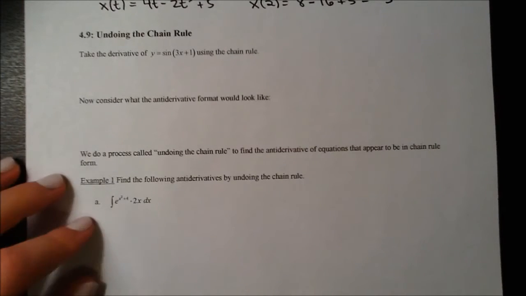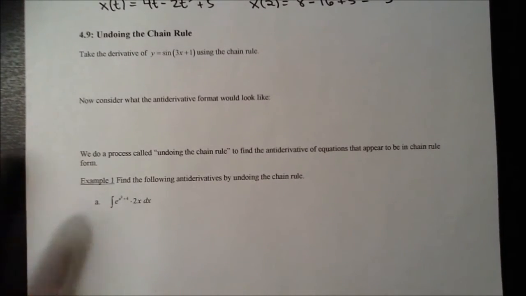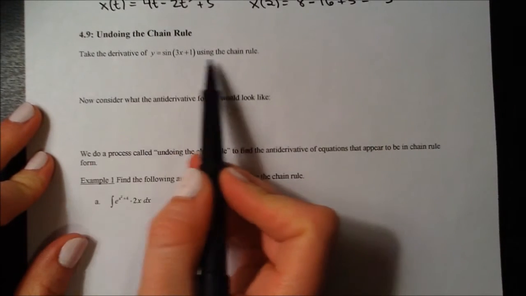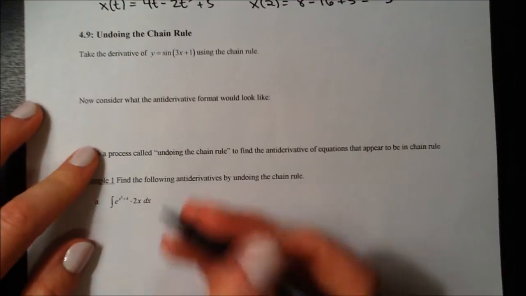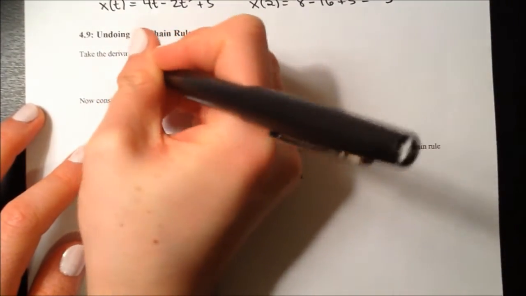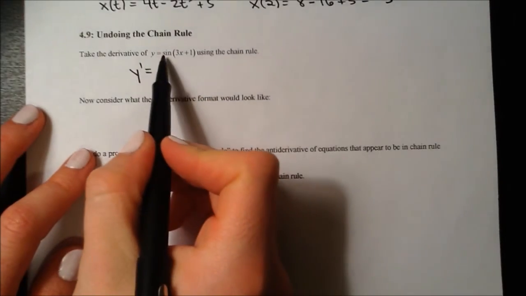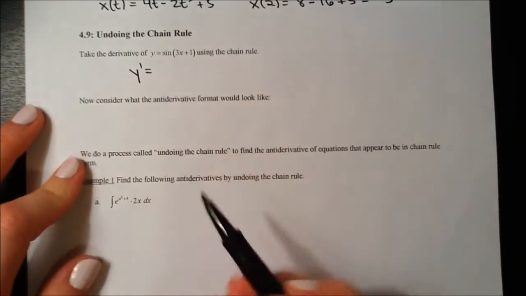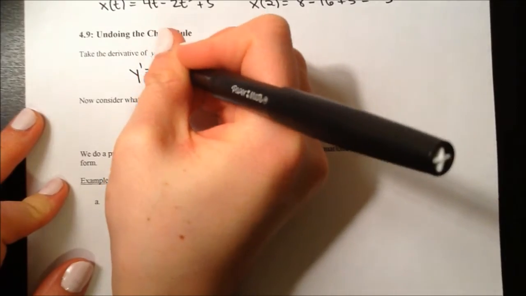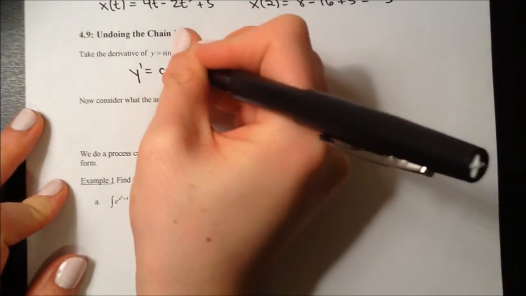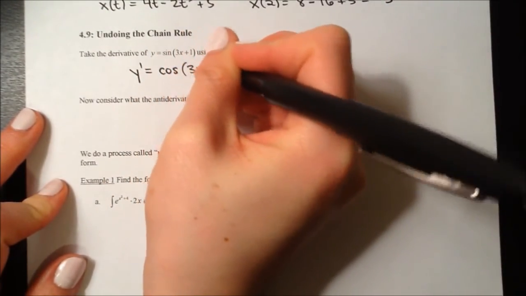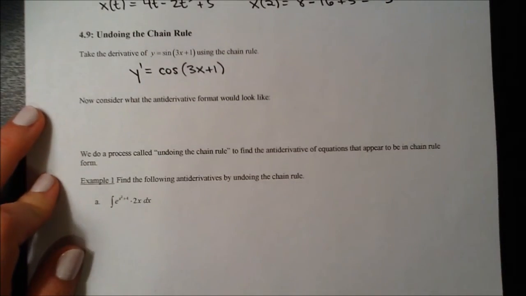Okay, so take the derivative of this thing right here using the chain rule. We're going to start off with a very simple example. We say y prime equals, so we start with the derivative part. The derivative part means we take the derivative of the main function. The main function is sine, its derivative is cosine. So the derivative part is cosine. Remember, we always leave the nested function in place.